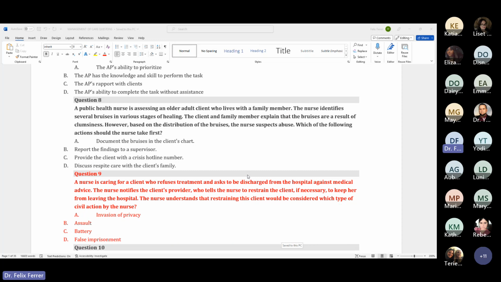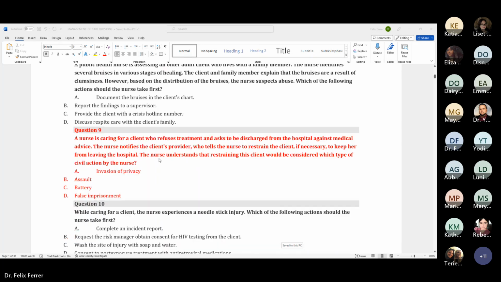Question 8. A public health nurse is assessing an older adult client who lives with a family member. The nurse identifies several bruises in various stages of healing. The client and family members explain that the bruises are a result of clumsiness. However, based on the distribution of the bruises, the nurse suspects abuse. Which of the following actions should the nurse take first? B. Report findings to a supervisor. Or sometimes they report to authorities.